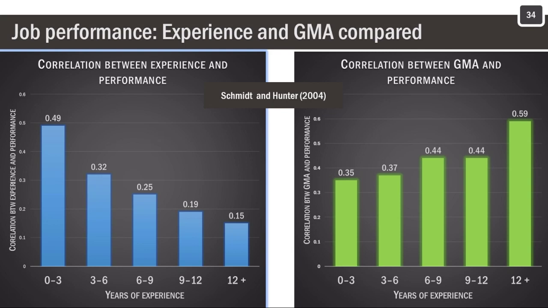They tell us that as workers gain job experience, the correlation between experience and performance decreases, and the correlation between GMA and performance not just remains constant, it actually increases. This means that GMA not only matters during the early stages of job learning, but throughout the worker's tenure, unlike the years of experience.